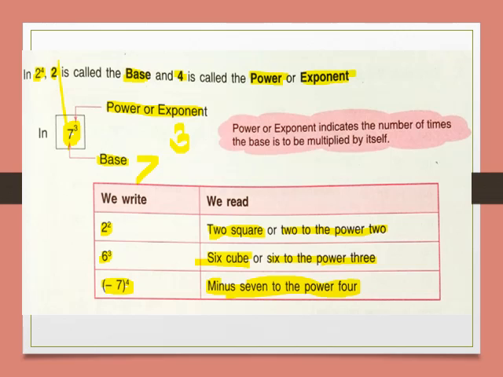Now how to read? I will read the numbers. 2 raised to 2 means what? 2 square. As it is a 2, we can call it a square also, or 2 to the power 2. 6 raised to 3 means what? 6 cube, or 6 to the power 3. And minus 7 raised to 4 means minus 7 to the power 4. So in this way we have to read the numbers.